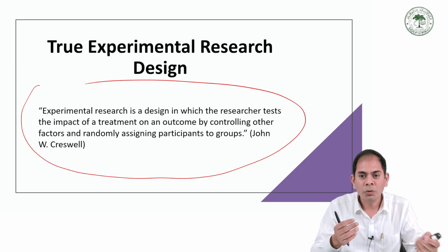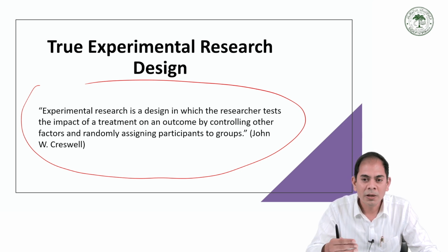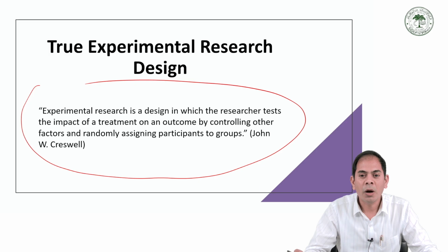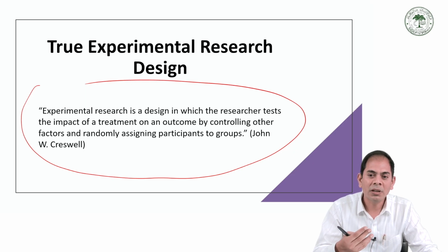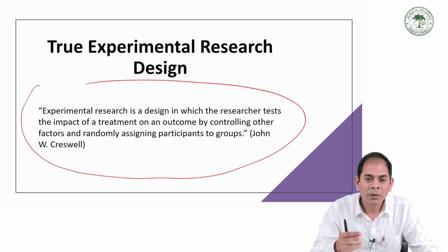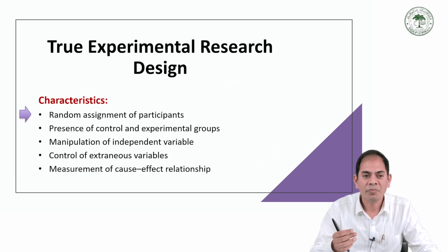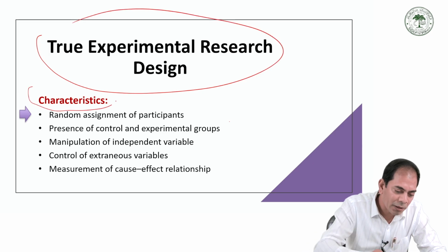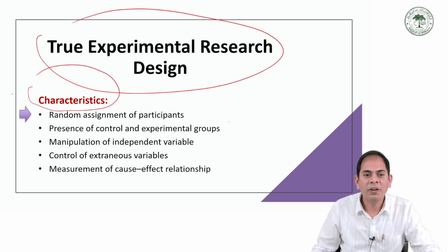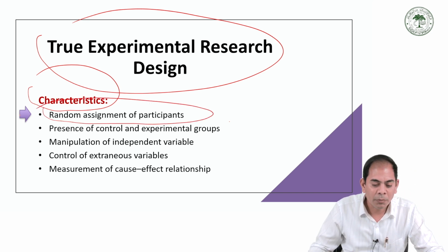According to John W. Creswell, experimental research is a scientific method generally used to test the effect of a treatment on an outcome by controlling other factors and using random assignment of participants. This makes experimental research one of the most reliable research methods. Important thing is the true experimental research design. What characteristics does it have? First important characteristic of true experimental research design is random assignment of the participants.